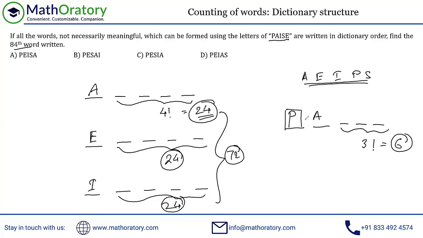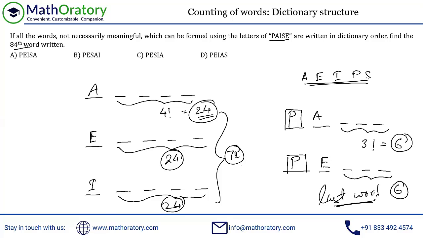Now, one thing you should be able to identify at this stage very quickly, I hope you have already identified, is that when you start with PE, all the words that you can form is 6 words, right? Now 72 plus 6 plus 6 is actually equal to 84. So we are looking for the last word which starts with PE. That will be the 84th word, isn't it? So that is the 84th word we are looking for.